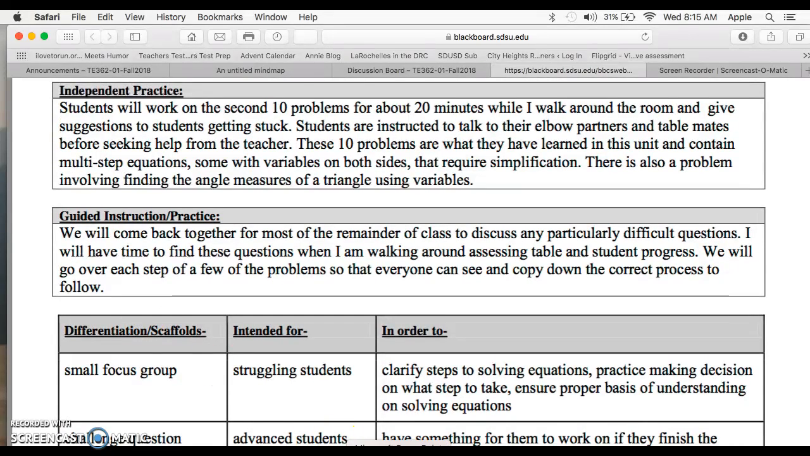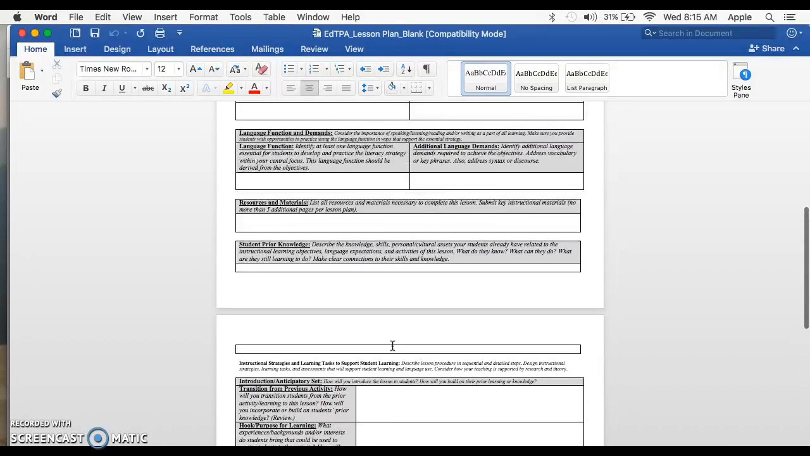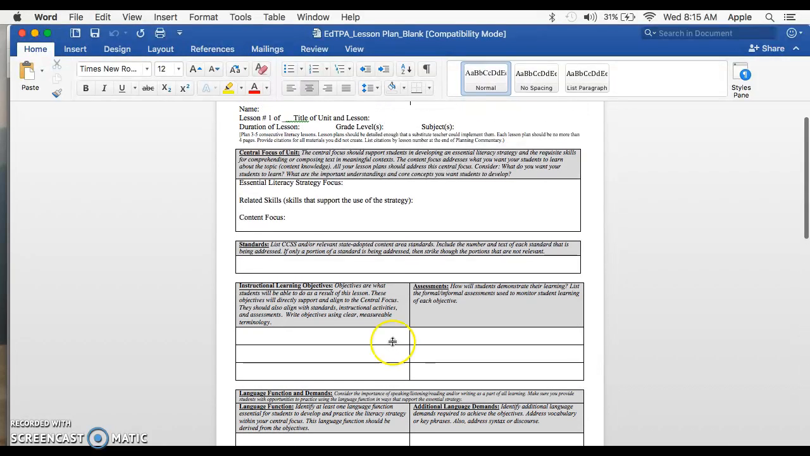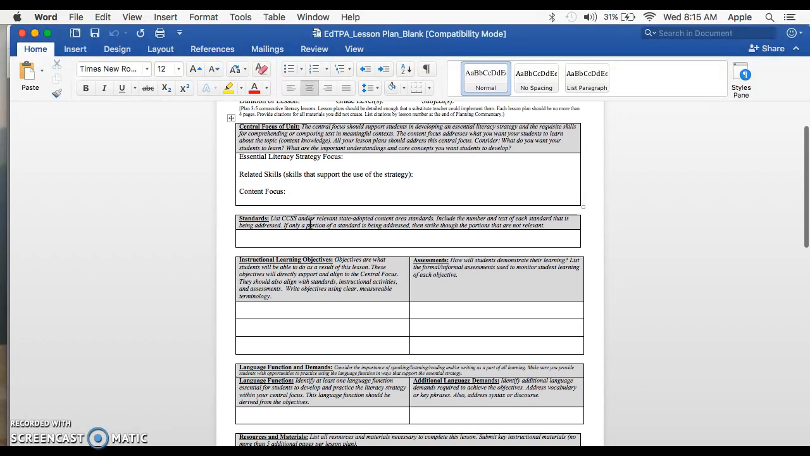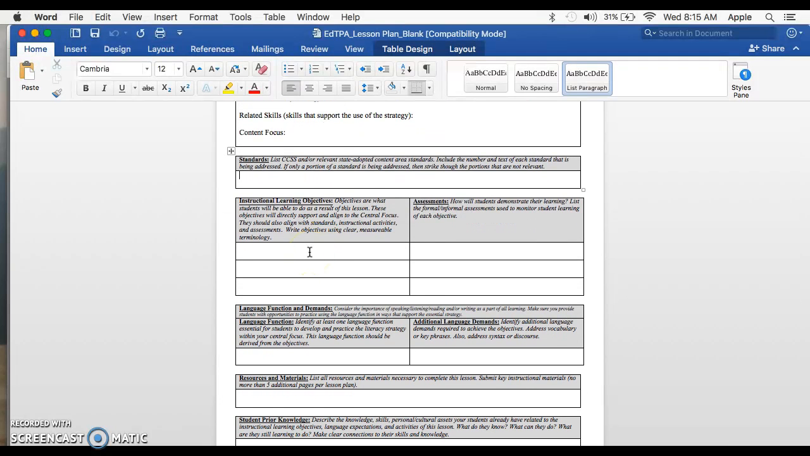So once you get that done, or at least for my sake, once I get this done, then I can go back and kind of work backwards and see what my central focus is. So that's the essential literacy strategy focus, related skills, and my content focus. And then I can also write the standards, which are found in our Common Core standards. They're found online. And then my learning objectives and how I am going to be assessing that.